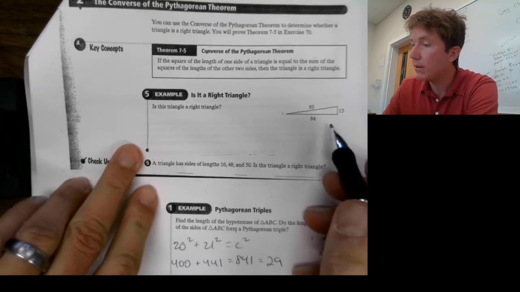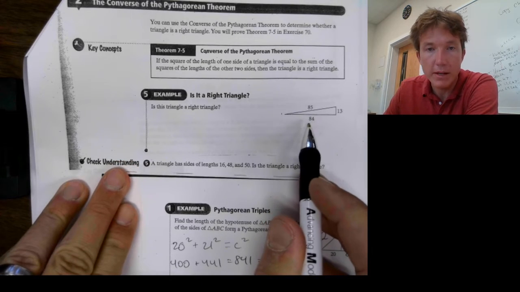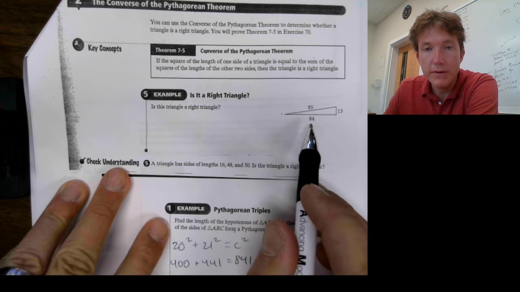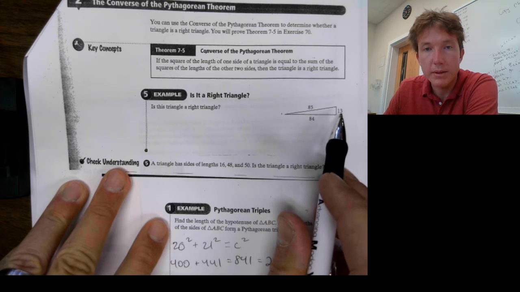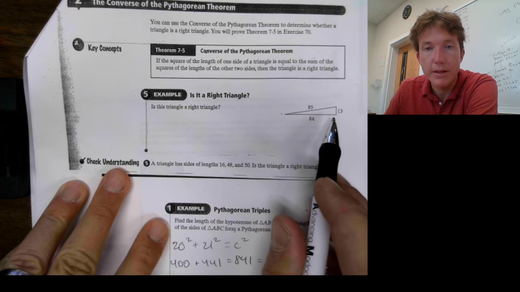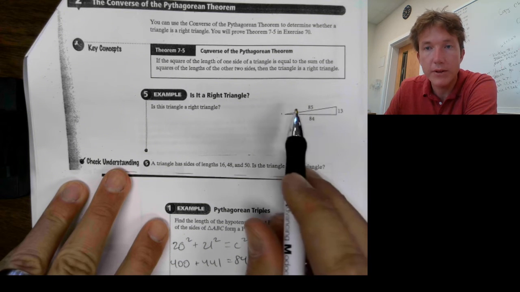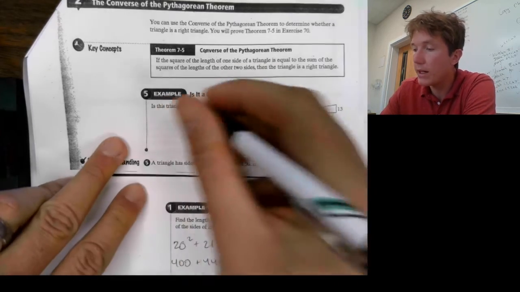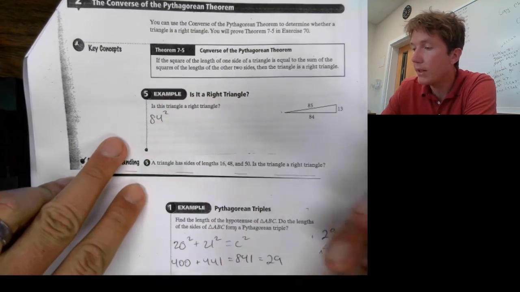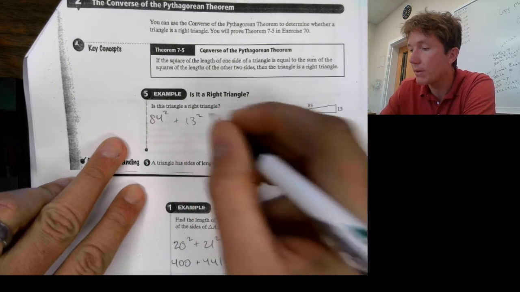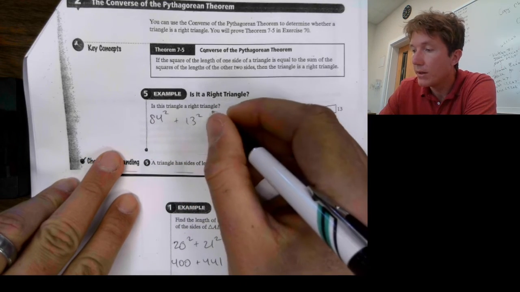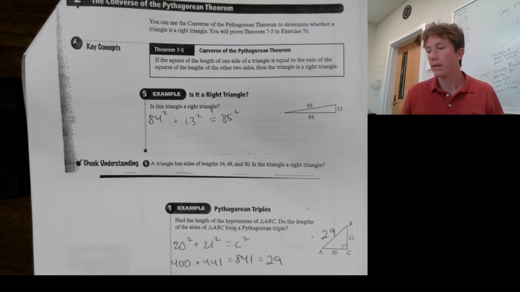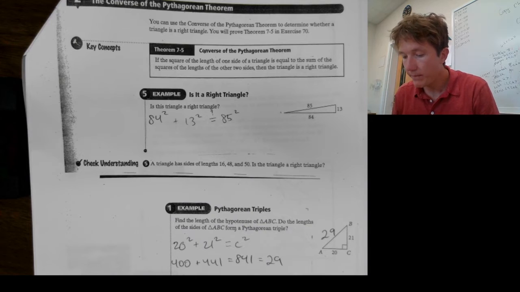Okay, so what I want to do, I have three numbers here. I've given two legs and a hypotenuse. If 84 squared plus 13 squared equals 85 squared, then you have a right triangle. If not, then you don't have a right triangle. So let's go ahead and try that. I'm going to do 84 squared plus 13 squared. Does that equal 85 squared? So let's go ahead and plug those numbers in.